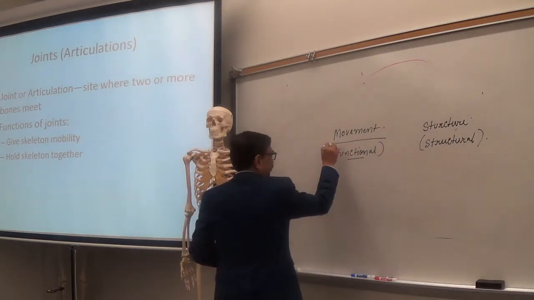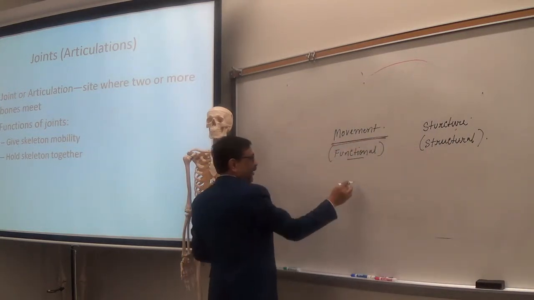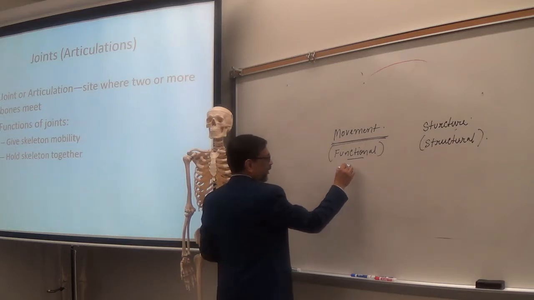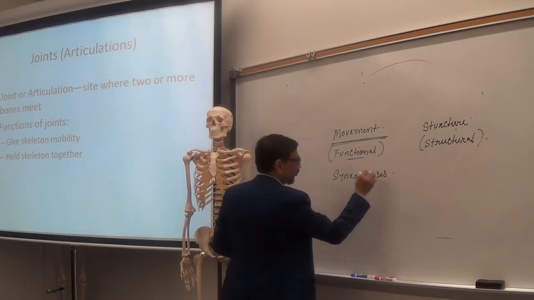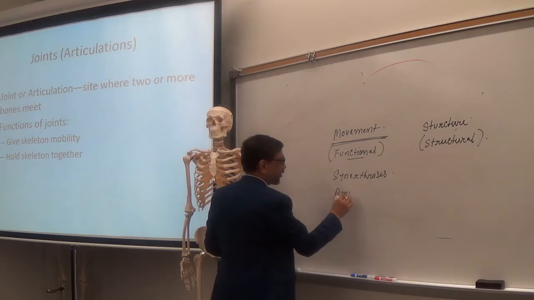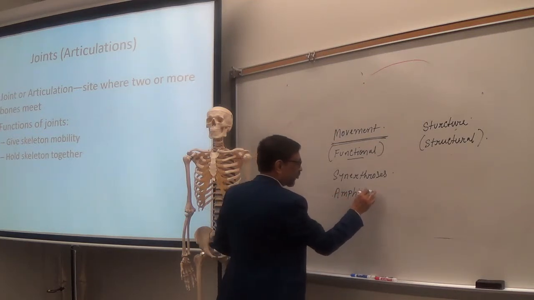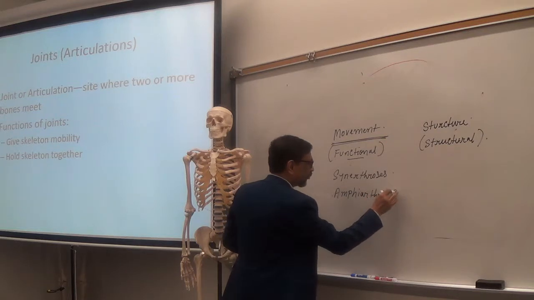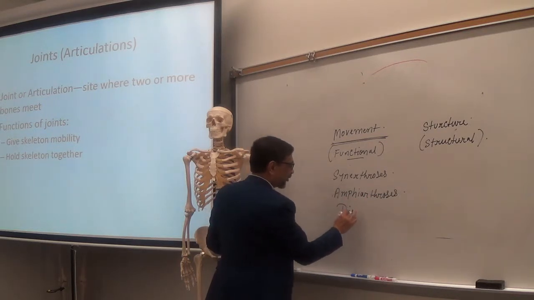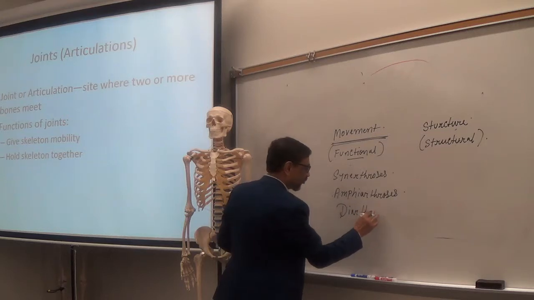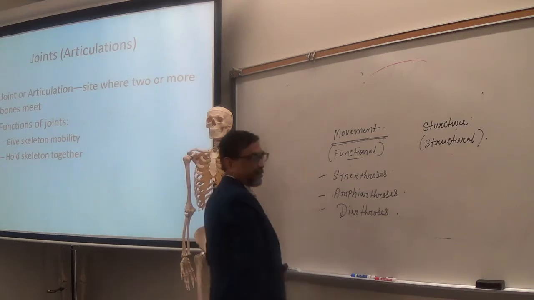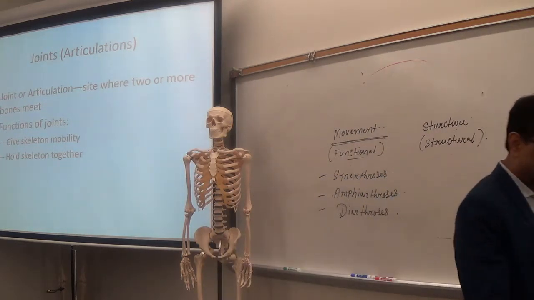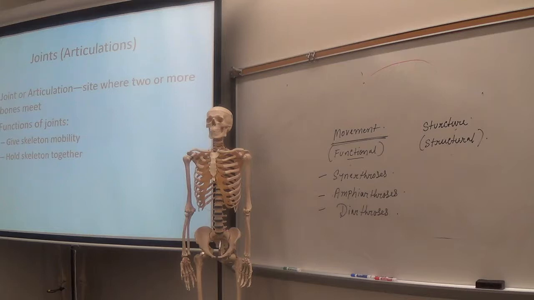Okay. So by looking at the movement and by looking at the structure, we classify the joints. By looking at the movement, we classify the joints into three types: synarthrosis, amphiarthrosis, and diarthrosis. Okay, so three types by looking at the amount of movement.